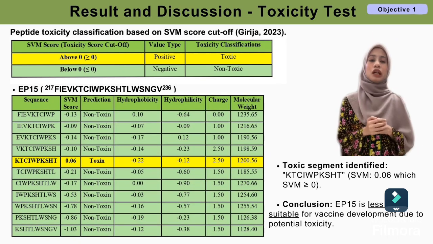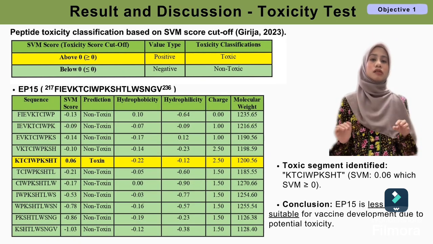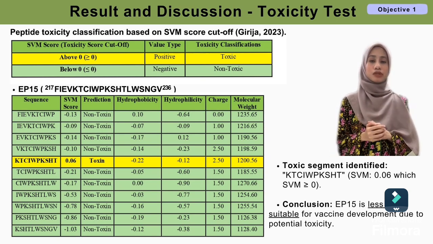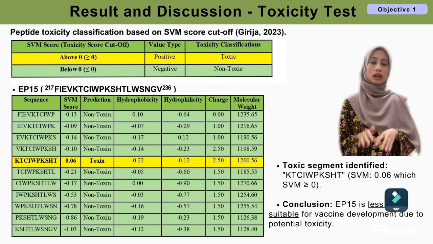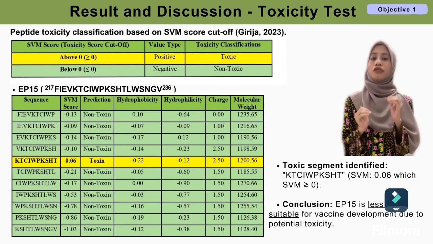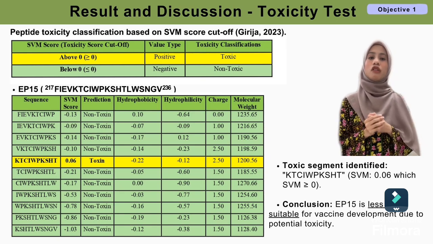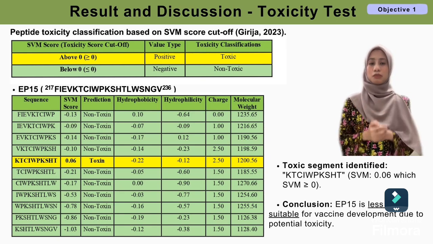For EP15, most of its segments were non-toxic with negative SVM scores, but one segment, KTCIWPKSHT, had a positive SVM score of 0.06, which exceeded the toxicity cutoff. This means that while most of EP15 is non-toxic, this toxic segment makes it less suitable for vaccine development compared to EP12.